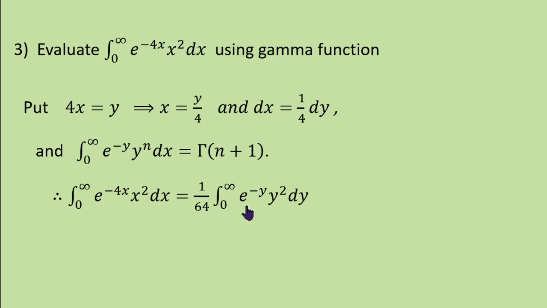Integral 0 to infinity e power minus y, y power p dy is gamma p plus 1. So y power 2 dy is gamma 2 plus 1. That is gamma 3 by 64. Gamma 3, since it is an integer, gamma 3 is 2 factorial. Gamma n for the integral value, gamma n is n minus 1 factorial. Therefore, 2 factorial means 2. 2 by 64 is 1 by 32.